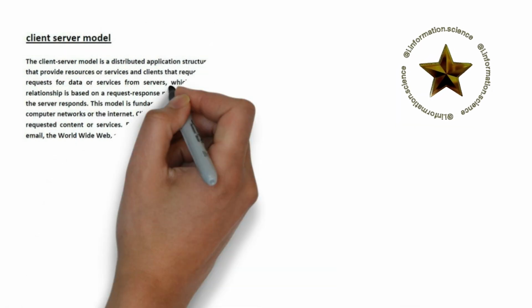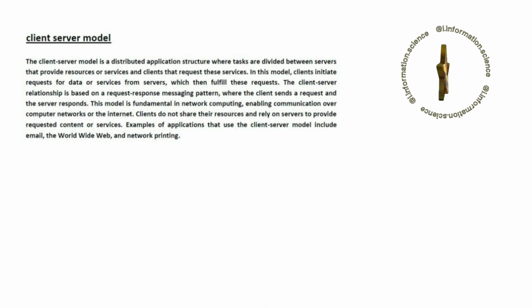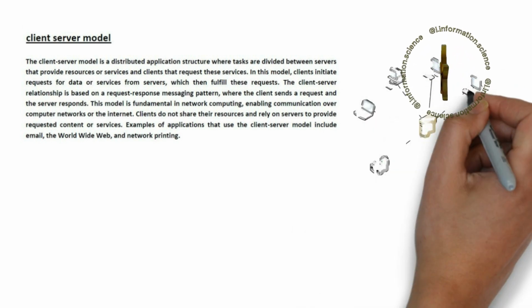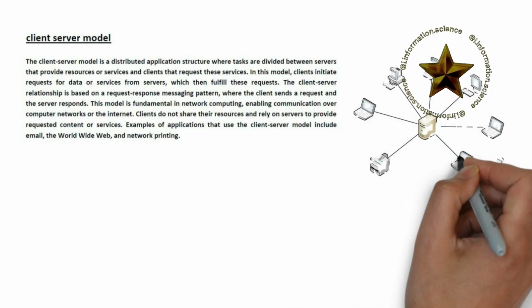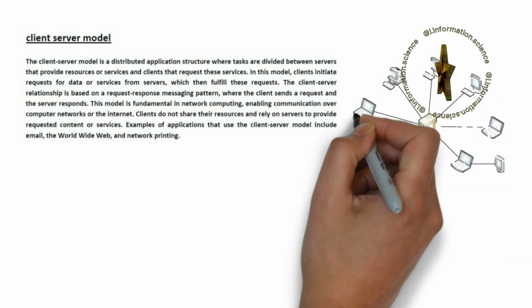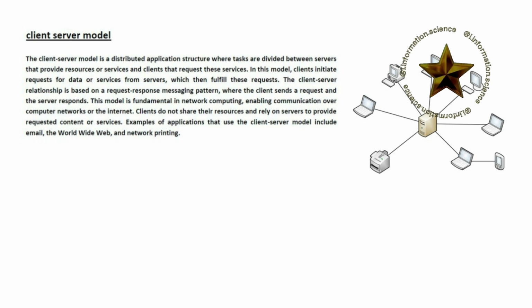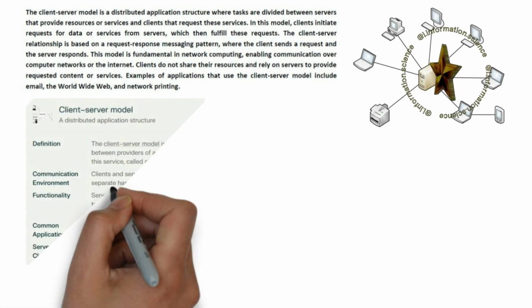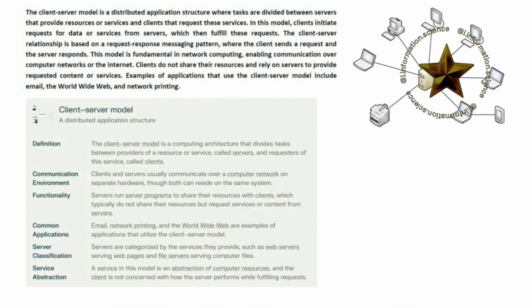Client-server model. The client-server model is a distributed application structure where tasks are divided between servers that provide resources or services and clients that request these services. In this model, clients initiate requests for data or services from servers, which then fulfill these requests. The client-server relationship is based on a request-response messaging pattern where the client sends a request and the server responds.